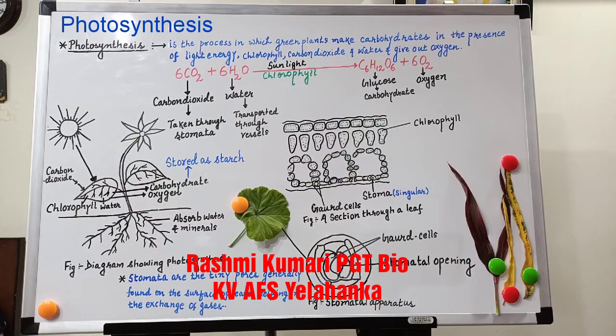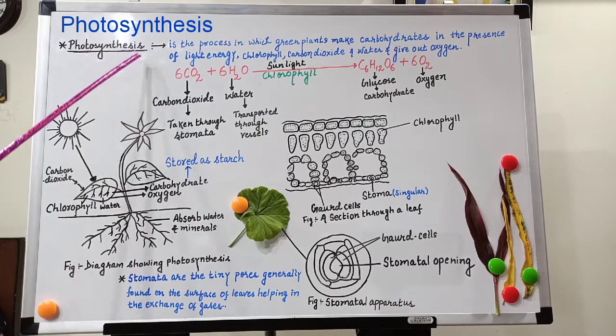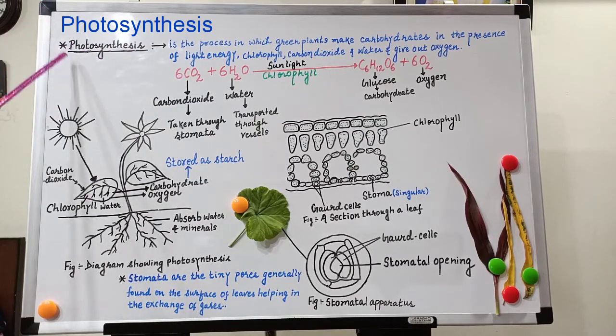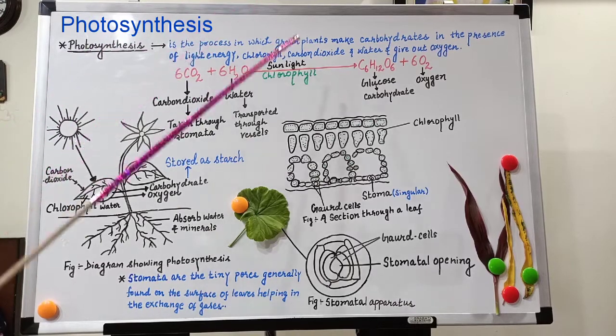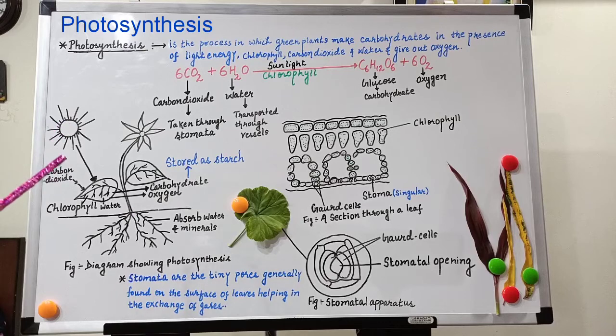In today's class, we will learn about that elegant process by which the green plants make food and make life possible for all other organisms. Now, let us understand the special term for that process. The special term for that process is photosynthesis. Photo means light and synthesis means making. It means photosynthesis is the process in which green plants make their food in the presence of sunlight.